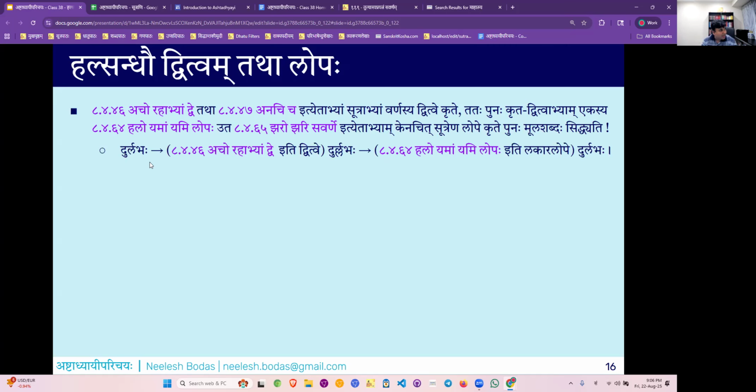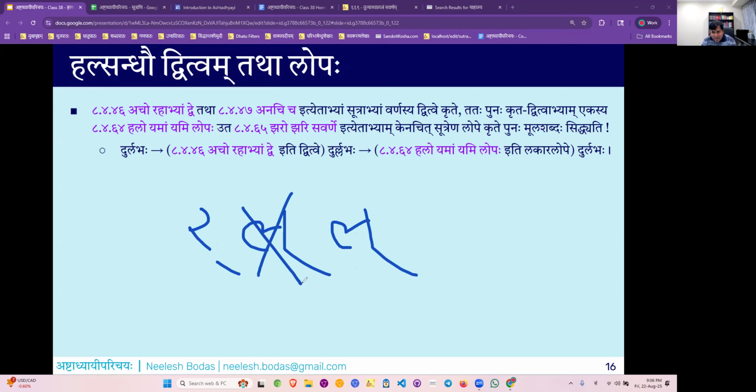So durlabhah ityatra, achorahabhyam dve iti dvitve krute, r plus l. Achorahabhyam dve, after a vowel, after a repha, dvitva of lakara having been done, durlabh. So you now have a hal letter followed by yam letter followed by yam letter. Halo yamam yami lopaha. The middle is removed. You get back durlabh. So whatever money you have withdrawn, all is expended, gone.